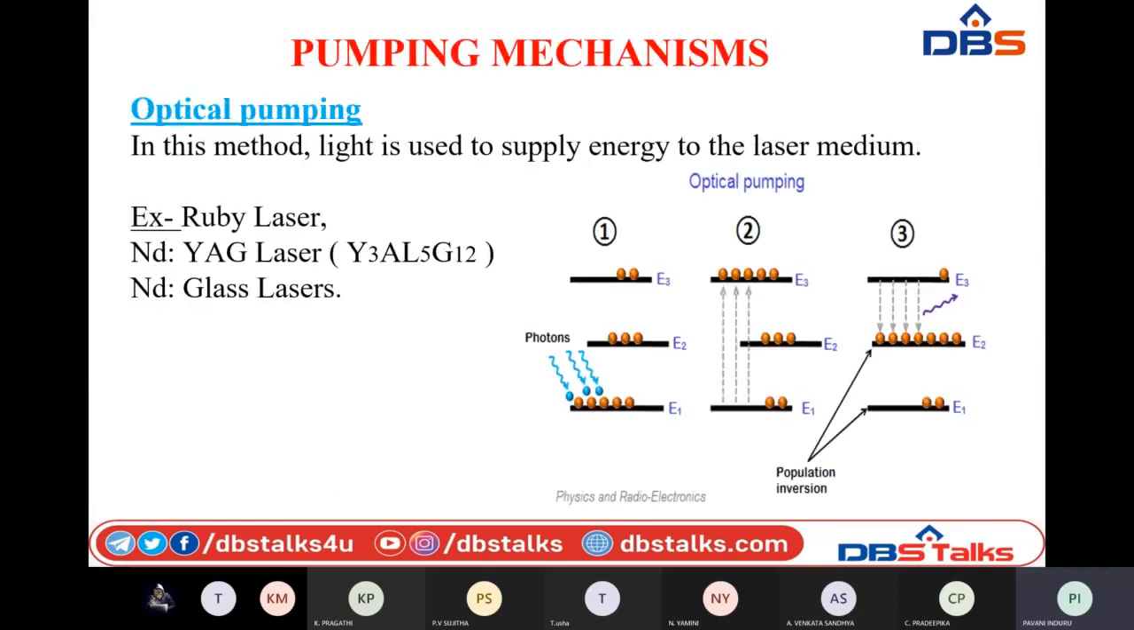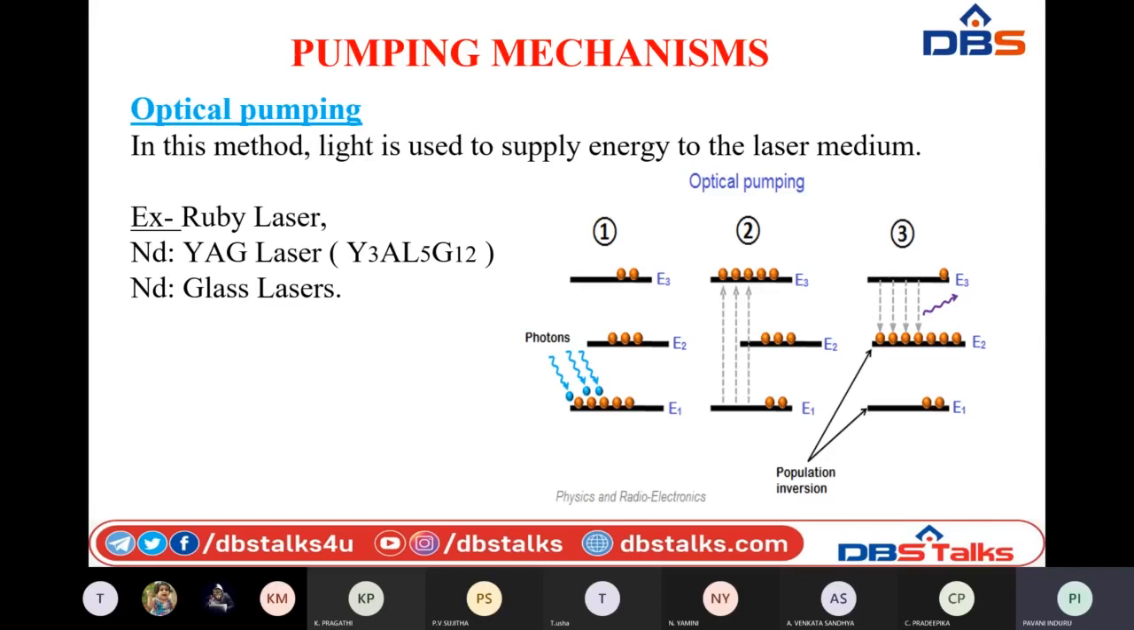Optics is related to light. Similarly, in the method of optical pumping, we are going to use light. A light source which is able to produce light of wavelengths in the order of 6,000 to 7,000 angstroms can be used as a pumping source in order to raise the atoms present in the ground level to higher levels. This is the process of optical pumping.